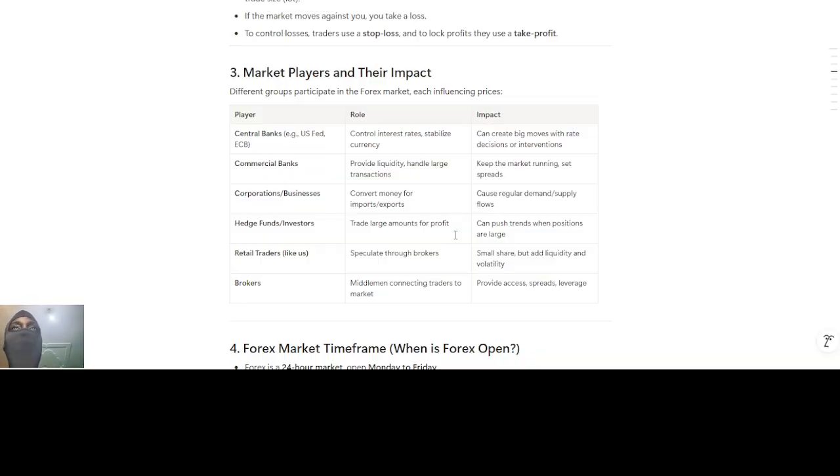These are the big boys, like the central banks, e.g. the US Federal Bank, the ECB. These guys play a role of controlling interest rates and stabilizing currencies. The impact is they create really huge moves with rate decisions and interventions. So with the central banks, these guys move the market.